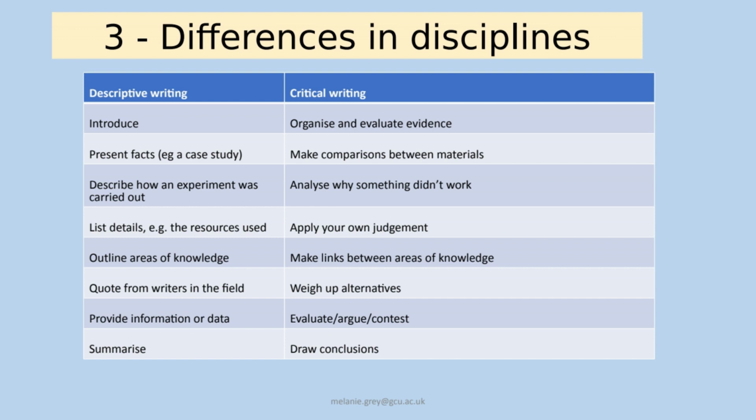So when I do the session next week, it's on integrating sources. So next week, I'll be covering how to integrate sources at the same time as applying your own judgment, which may seem a bit confusing at the minute. So critical writing, you're making links between areas of knowledge and you're weighing up alternatives. You're evaluating, arguing, contesting, and drawing conclusions from what you've read. So essentially, you're not accepting everything purely at face value.